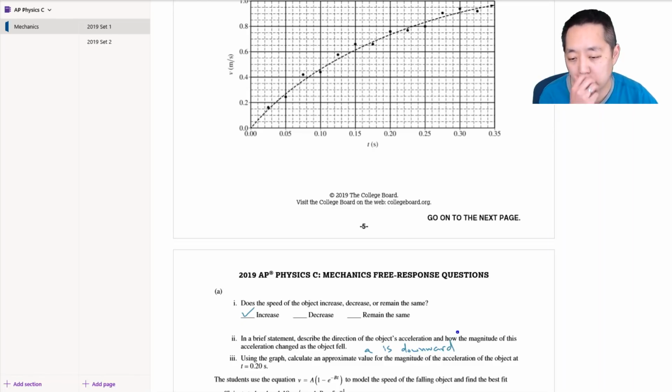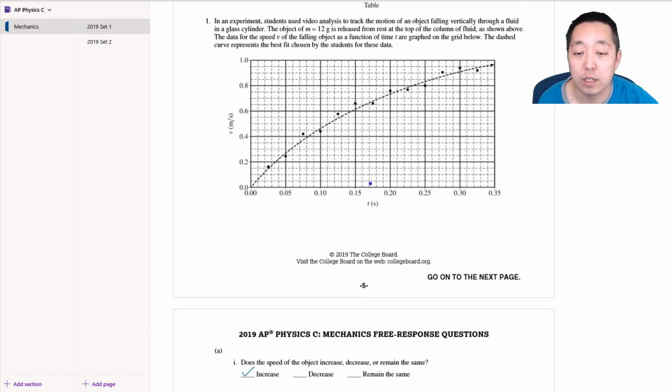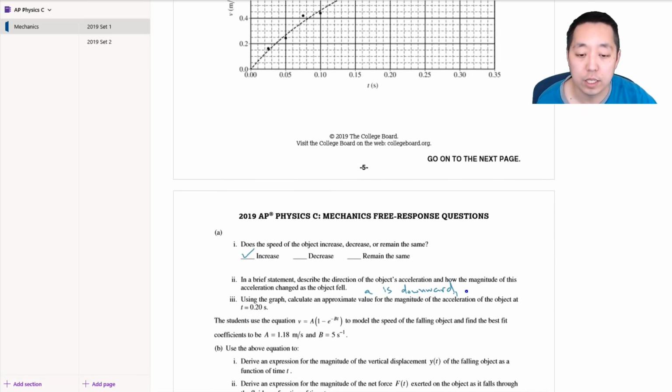And what is the magnitude of the acceleration? How did the magnitude of this acceleration change as the object fell? The acceleration is the slope, and it decreases as it fell, right? So the acceleration is the slope of these lines, and it went down. It decreased over time, or decreased as t progressed, and the reason is because the slopes get more and more flat, right?